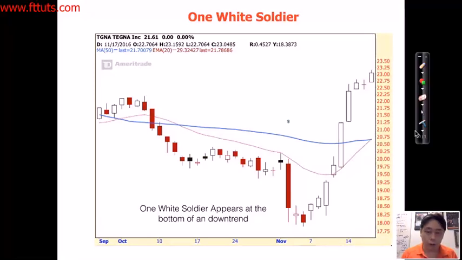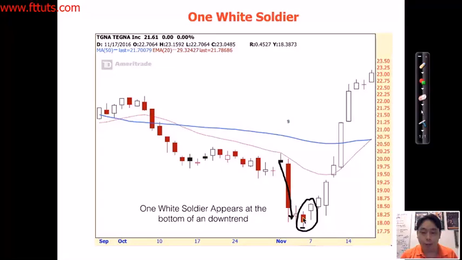Can you find a one white soldier pattern? There it is, one white soldier. Okay, so once again, you want to see a sell-off, right? Price going down, sell, sell, sell, and this is the last bearish candle to make a new low, right? Now, that bearish candle in the one white soldier must be a new low. It must be the lowest point of the price, okay?